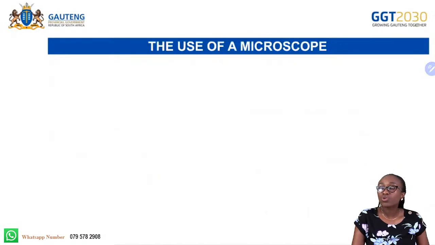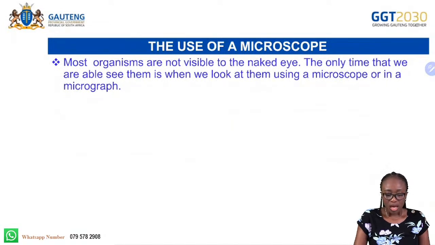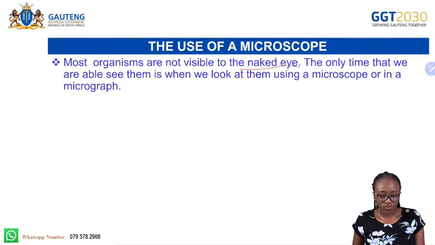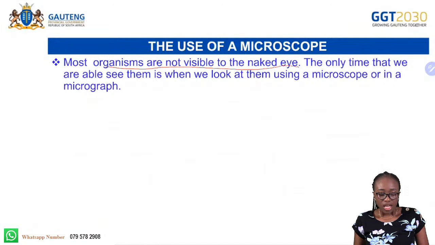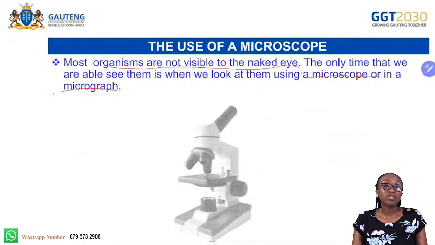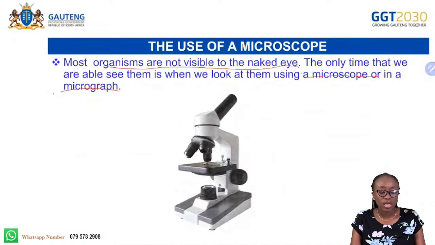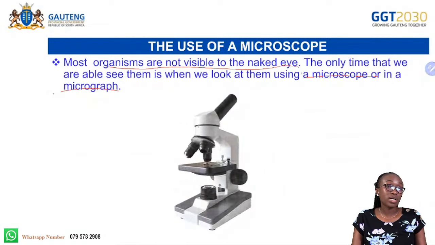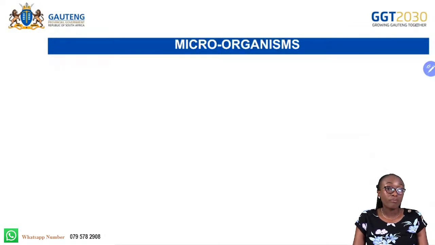Now, how do scientists see these microorganisms? They use what is called a microscope, because most microorganisms are not visible with the naked eye. They are microscopic. So the only way we can see them is by using a microscope or in a micrograph. This is what a microscope looks like. People use microscopes in order to see the smallest organisms that we cannot see with the naked eye.